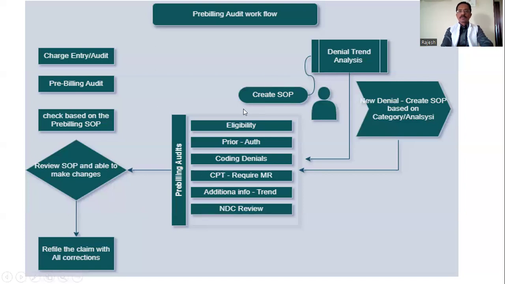For example, if I don't have an SOP, what I need to do is, when any new denial comes in, work on that particular denial, create an SOP based on your category and your analysis, and then push that back to your pre-billing. The pre-billing audit will save a lot of your denials, and that's a very, very powerful methodology. This avoids waste.